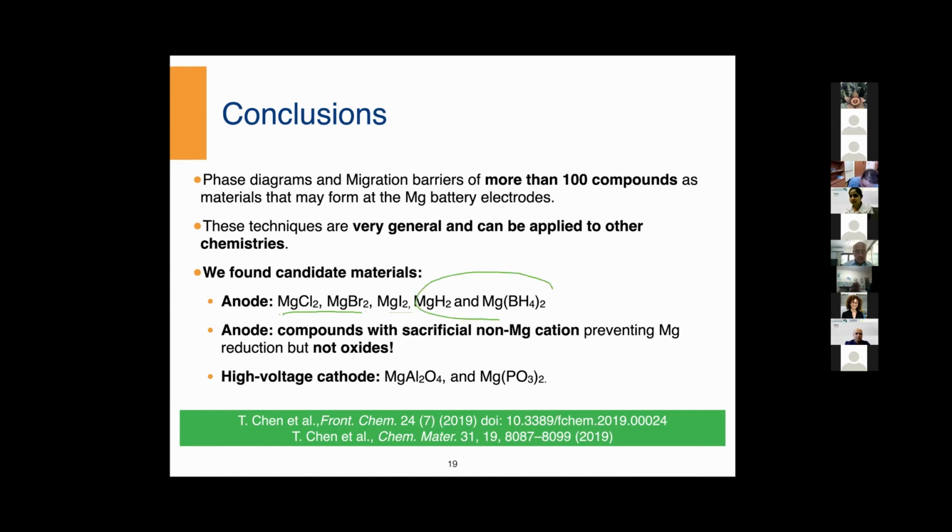The hydrides are promising. One rule of thumb that one can put in place, when you look at ternaries with respect to the anode, and so cathodic stability windows, is to look at compounds that have a sacrificial non-magnesium cation, but this will not work for oxides because you form magnesium oxide. For high voltage cathodes, one strategy could be to implement this phosphate material and perhaps aluminate. I have my concerns here, but this might be interesting.